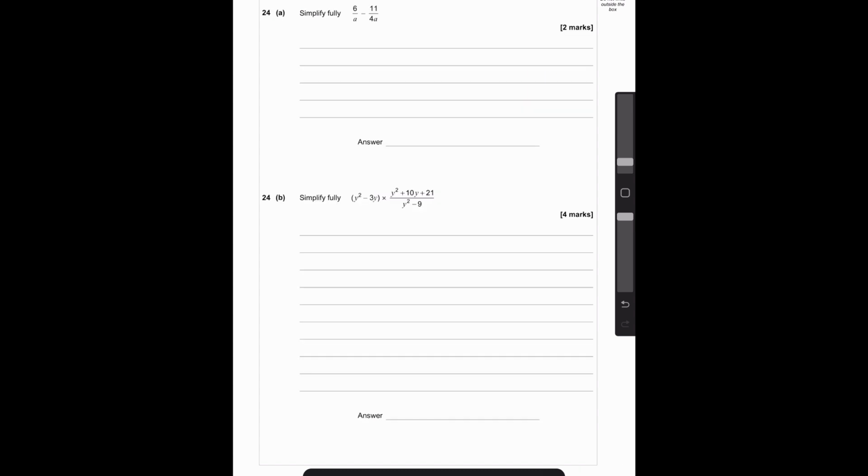Question 24 says to simplify fully. Whenever we're dealing with fractions, we want to make the denominators the same. So we're going to multiply the first one by 4. This gives us 24 over 4A minus 11 over 4A. Now we just need to take away the numerators. 24 minus 11 is 13, so it becomes 13 over 4A.